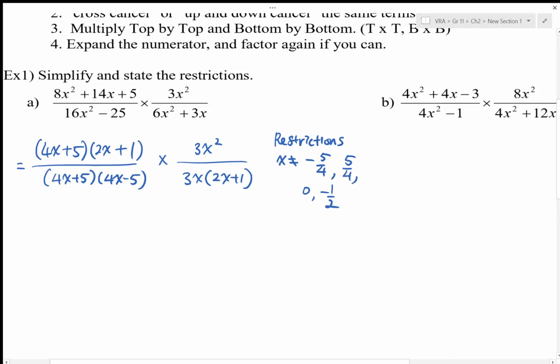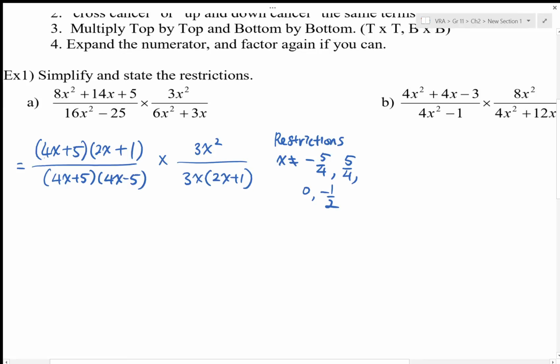To briefly review how I got these numbers, you have to make each of these bottom parts 0 individually. For example, here we have 4x plus 5 equals 0. Then 4x equals negative 5, and you divide everything by 4, so x equals negative 5 over 4. Same drill for the others. So find all the restrictions, that x cannot be these 4 numbers, then you start canceling.